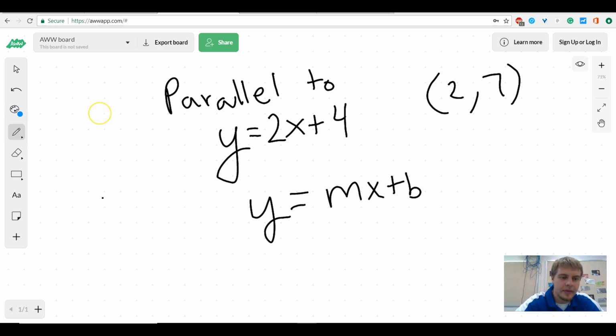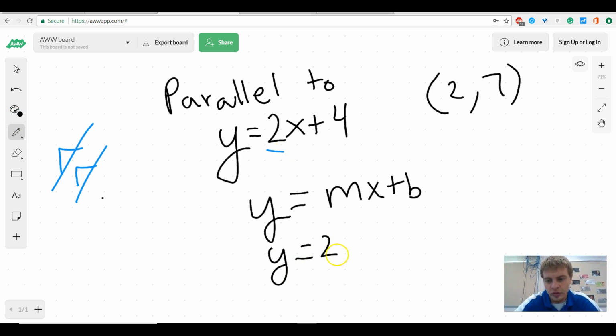This time I know my slope right off the bat, because if it's parallel, that means the lines are like this. So if this slope is 2/1, this slope is 2/1. So I know what m is already. It's 2. So I'm going to have y equals 2x plus, and you have to put b again.